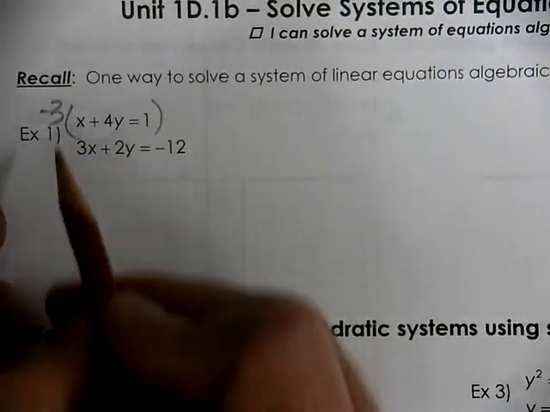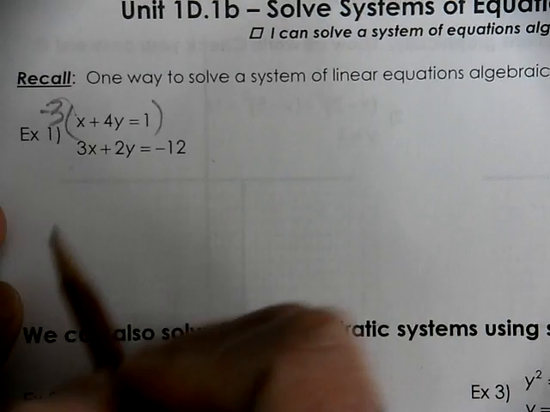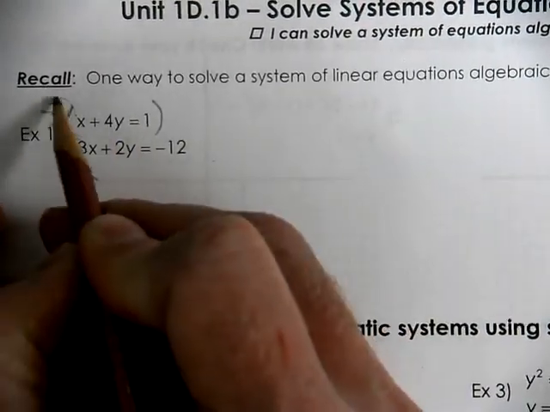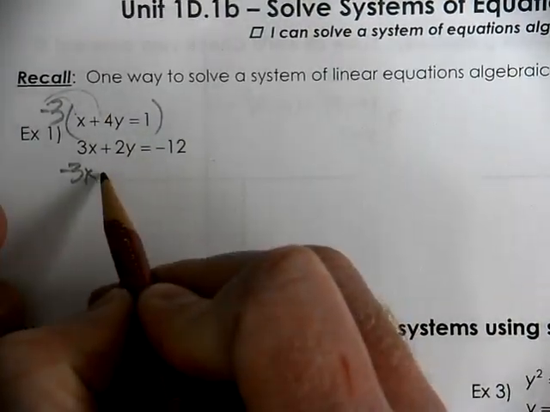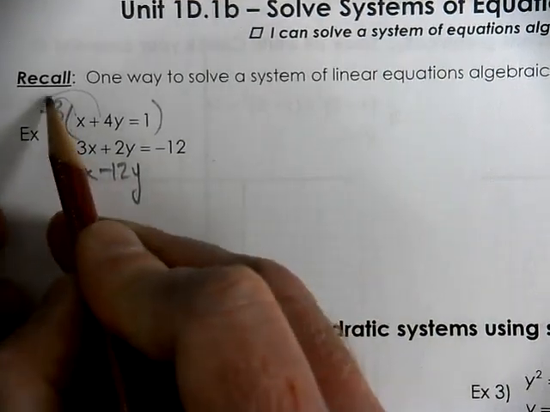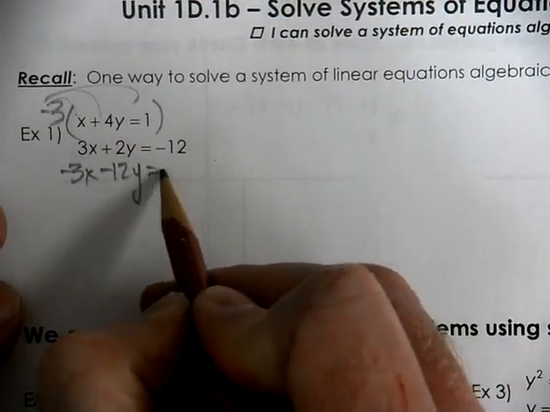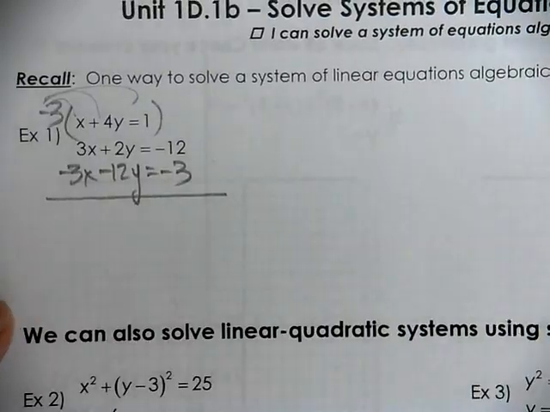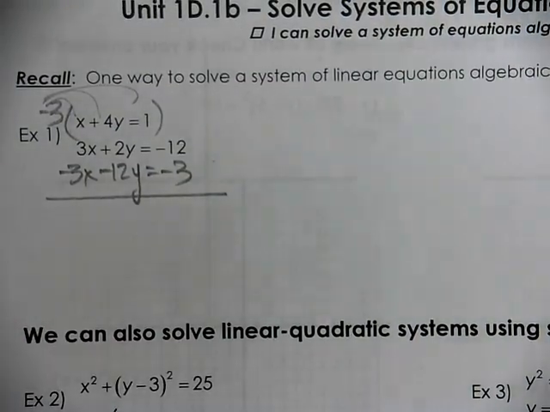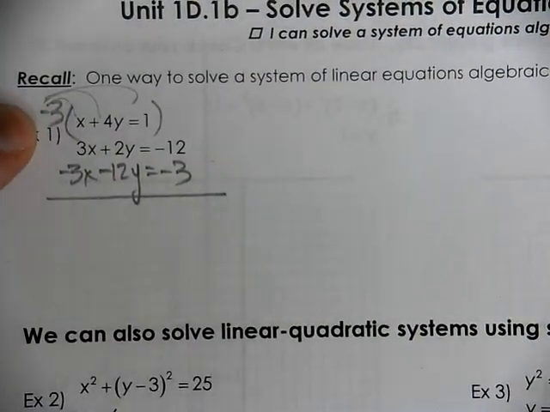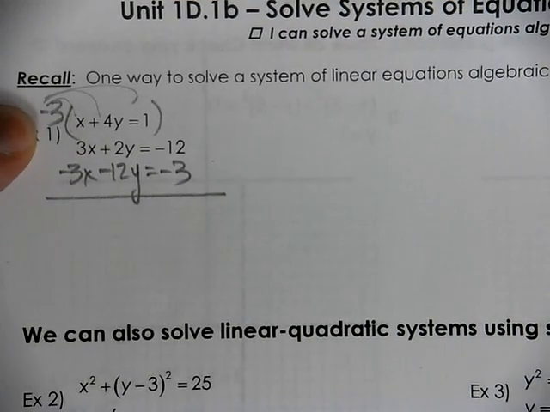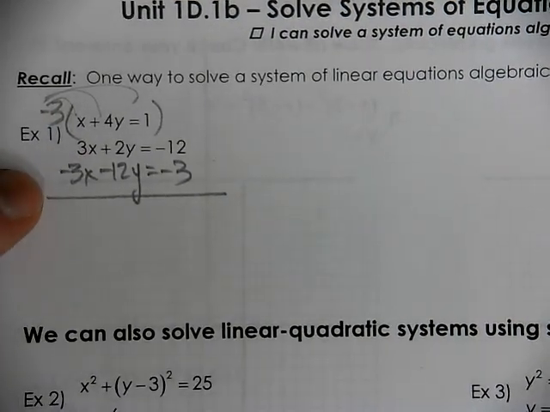to help me get rid of my x values. So -3 times x is -3x. -3 times 4y is -12y. -3 times 1 is -3. So I have changed my equation. I've multiplied everything by -3.